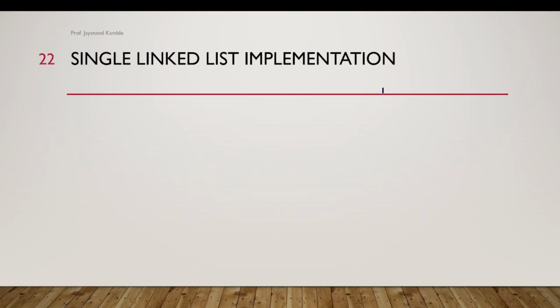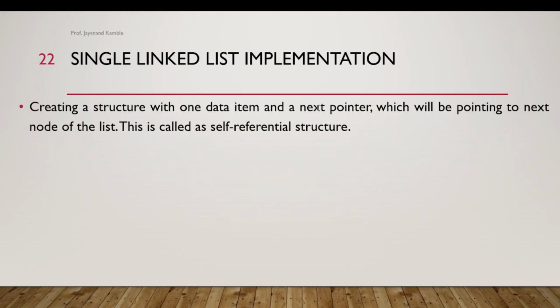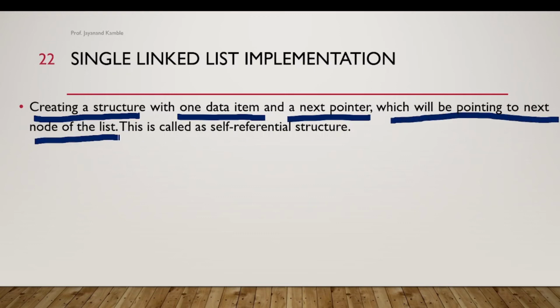Yes. Now we will talk about singly linked list implementation. How to implement a singly linked list. We have seen before this how to implement a node of the linked list. Now we are going to talk about how to implement a singly linked list, creating a structure. We know that we create the data structure. So what are we going to create? Creating a structure with one data item and the next pointer which will be pointing to the next node of the list. This is called a self-referential structure.